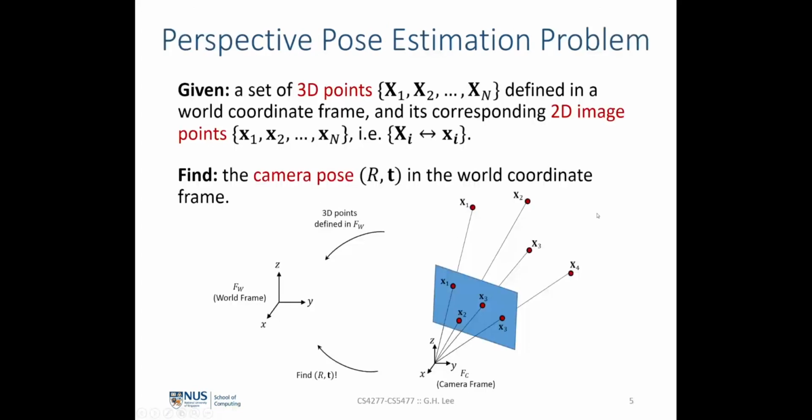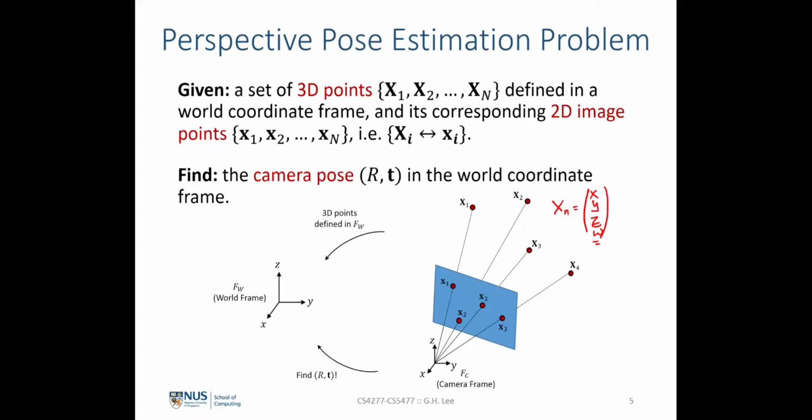Now suppose that we are given a set of 3D points denoted by capital X1 all the way to capital Xn, defined in a world frame. What this simply means is that all these 3D points, which we write as Xn using a homogeneous coordinate X, Y, Z, W, this set of coordinates is defined with respect to an assigned frame, which we call the world frame, represented by FW over here.